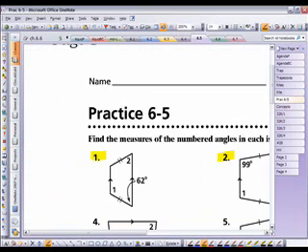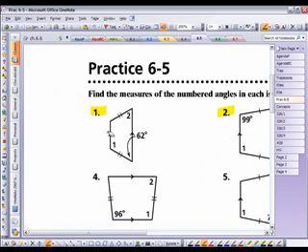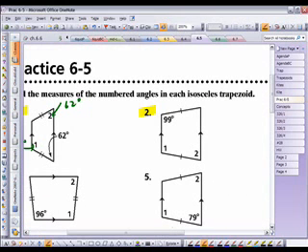Okay, trying to find the numbered angles. This is a trapezoid, and it's isosceles. So if this is 62, we know that's 62 as well. This angle is supplementary to this one, so 180 minus 62 is 118 for that angle. Again, another isosceles trapezoid, so we know this will be 99 degrees, and this 2 is supplementary to 1, so that's going to be 81 degrees.